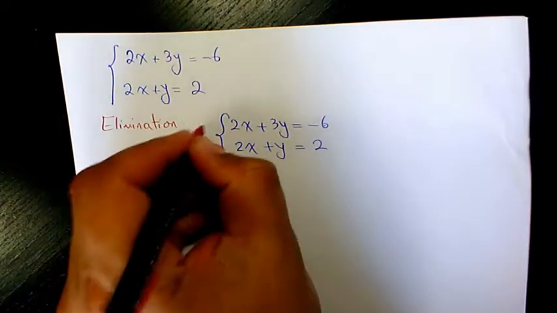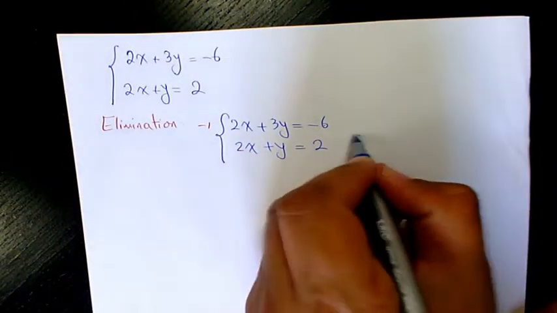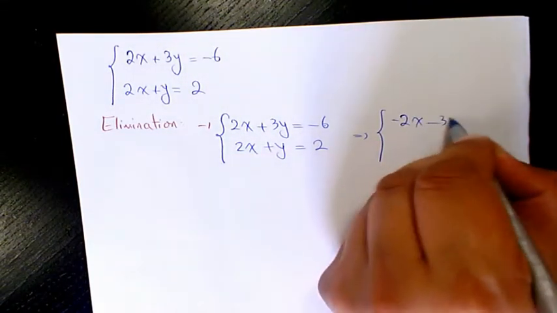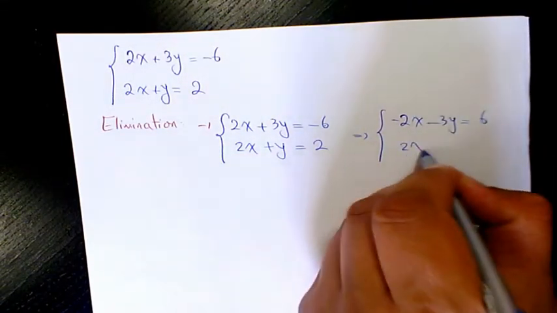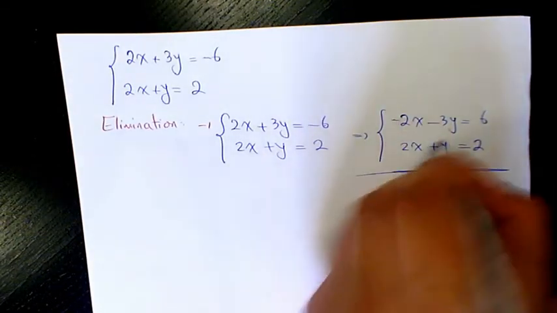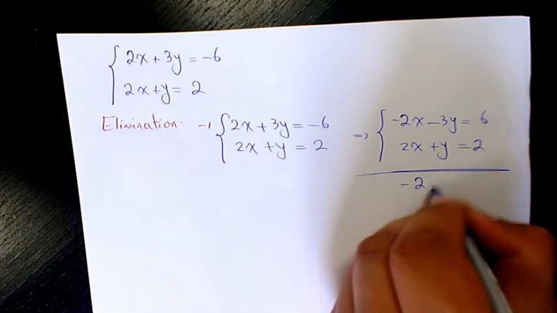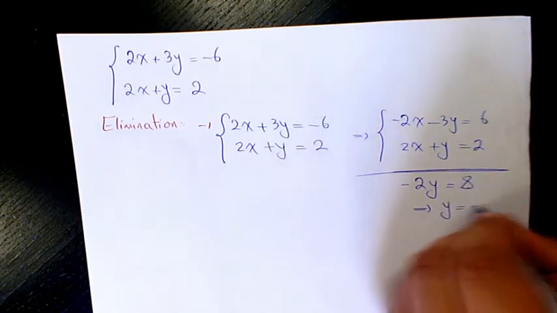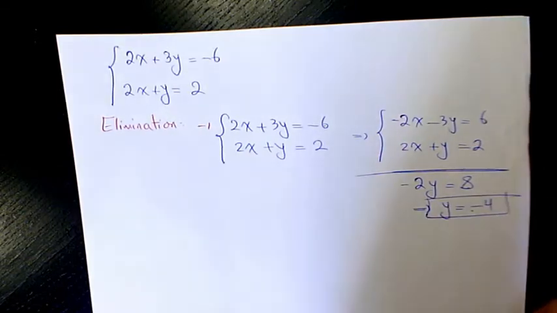So I'm going to use the first one. Multiplied by negative 1, negative 2x, negative 3y equals 6. 2x plus y equals 2. When you add them, these two cancel out. We have negative 2y equals 8. So y will be 8 divided by negative 2, which is going to be negative 4.